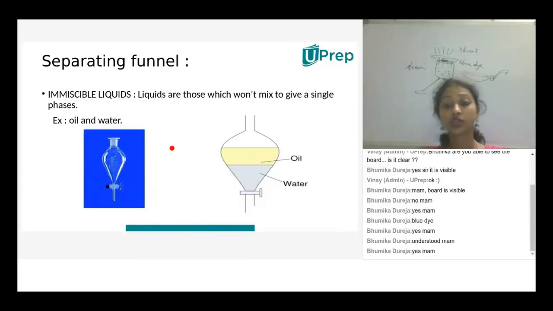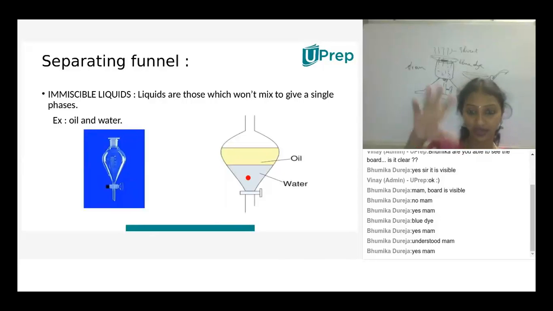Here it also depends upon the density. The heavier, denser liquid will be present at the bottom of the separating funnel. This is the separating funnel. We can see two different layers. Oil is less dense than water, so it floats on the surface of the water. And water is heavier than oil, so it is present at the bottom. When we have taken it, we need to clamp the separating funnel and leave it for 20 to 40 minutes.